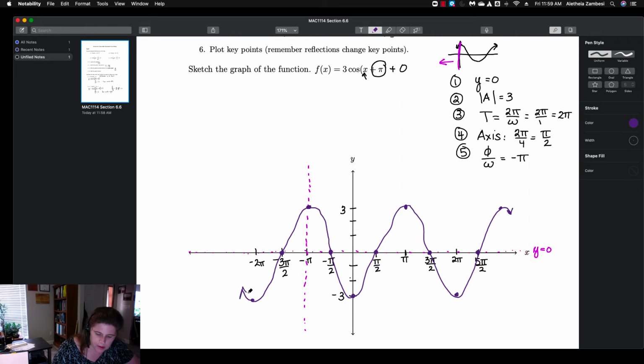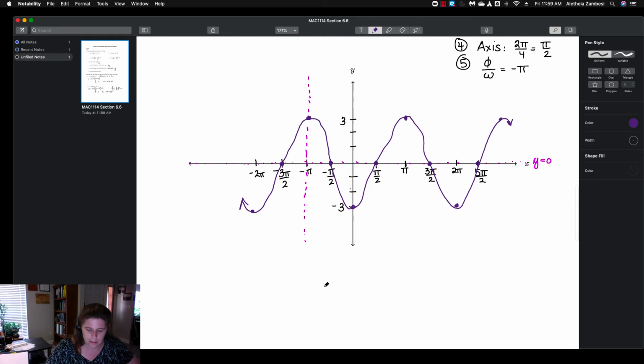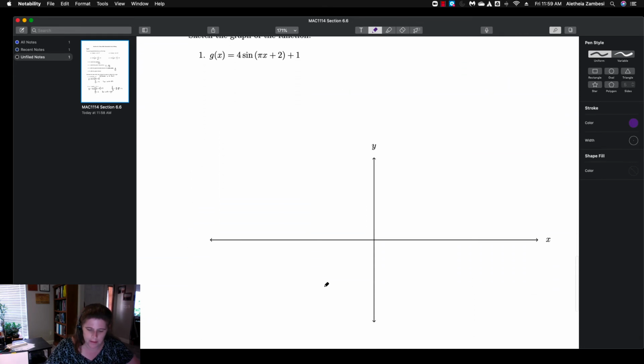We just use it to place it on the graph. So here is a graph of our function, 3 cosine x plus pi, and it looks like this. All right, moving on to something a little bit more complex.